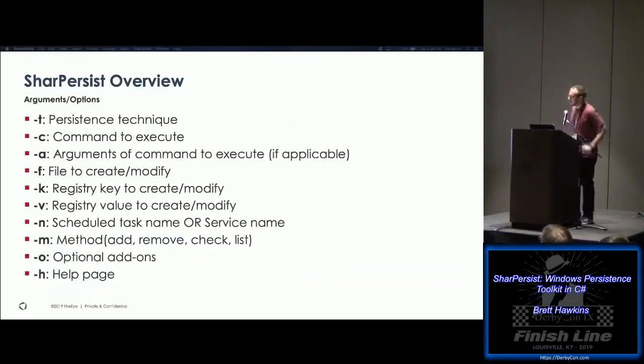So the various switches are available. Again, the GitHub has full documentation, examples, everything you're going to need to use the tool. But some different switches that are available: you can specify your persistence technique you want to use, command to execute, arguments to the command, file you want to create or modify, registry key to create or modify, registry value, scheduled task name or service name. Also specify the method you want to use, which I'll get into in a second, any optional add-ons that you want to use for the technique, and obviously a help page.